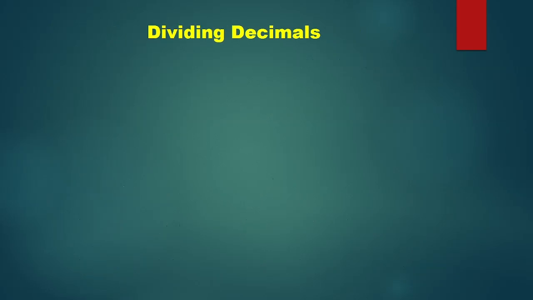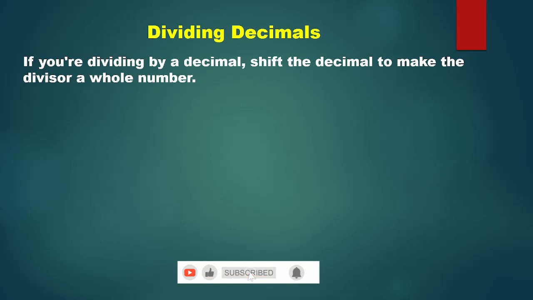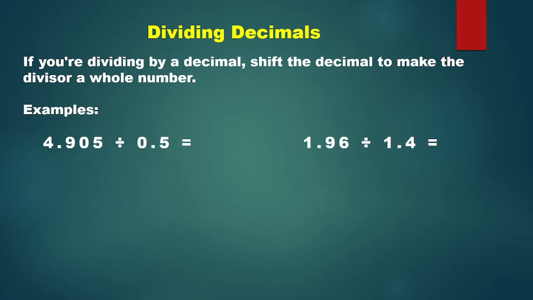Now, let's go into dividing decimals. If you are dividing by a decimal, shift the decimal to make the divisor a whole number. Let's take some examples. Please note that in this case, 4.905 divided by 0.5. The 4.905 in this case is called the dividend, while 0.5 is referred to as the divisor. So the divisor is what you are dividing by.